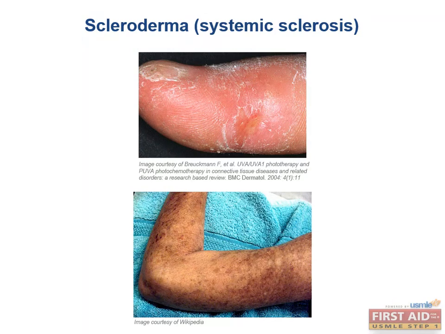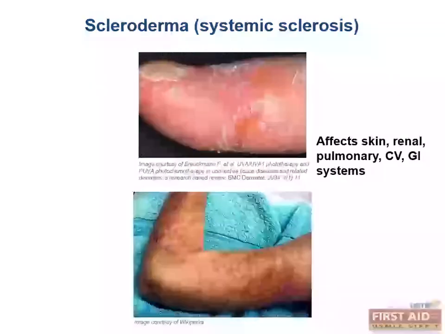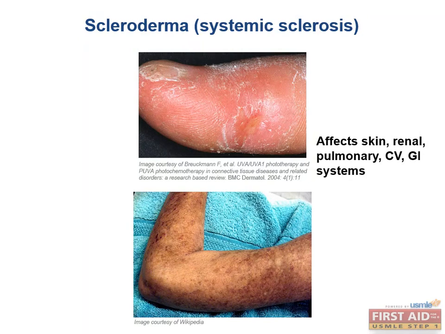The skin appears taut and puffy. Many organ systems are affected, including the skin, renal, pulmonary, cardiovascular, and GI systems, which is the primary cause of mortality. There are two major types that you should know about for your Step 1.